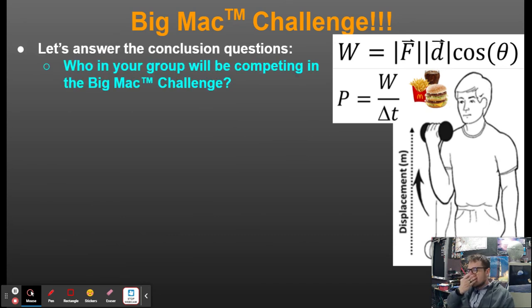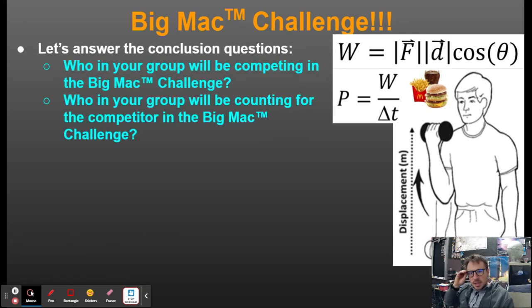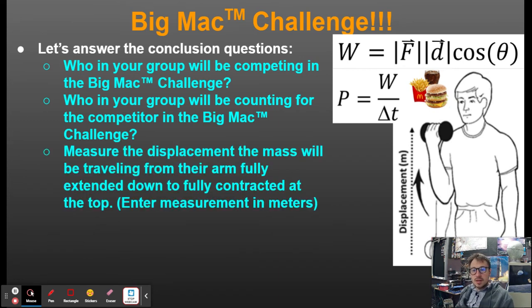So the first thing that you do is you find out who's competing in your group, who in your group will be counting. Somebody is going to have to count the number of reps they do in 100 seconds. Then you measure the displacement. So we need to find the work. If we're going to compute the power, how fast that person is converting energy, you need to measure the displacement.